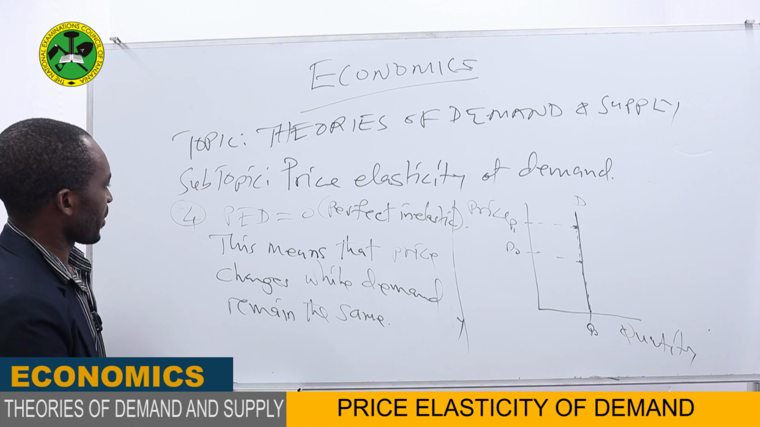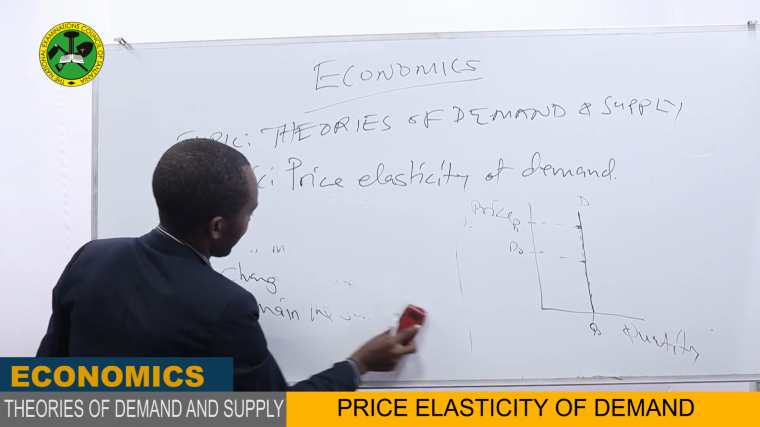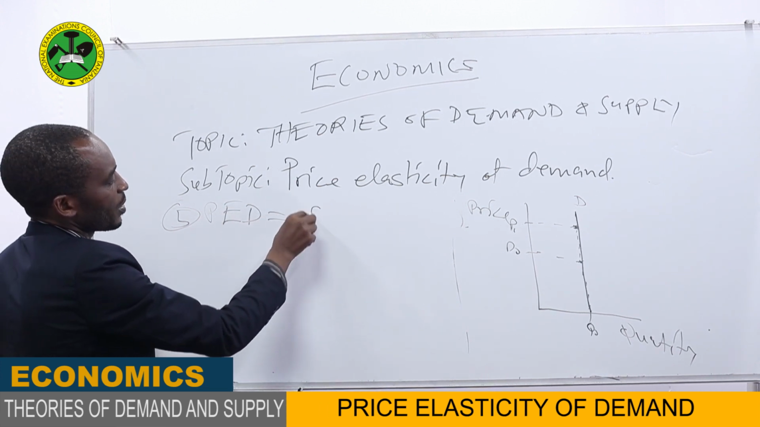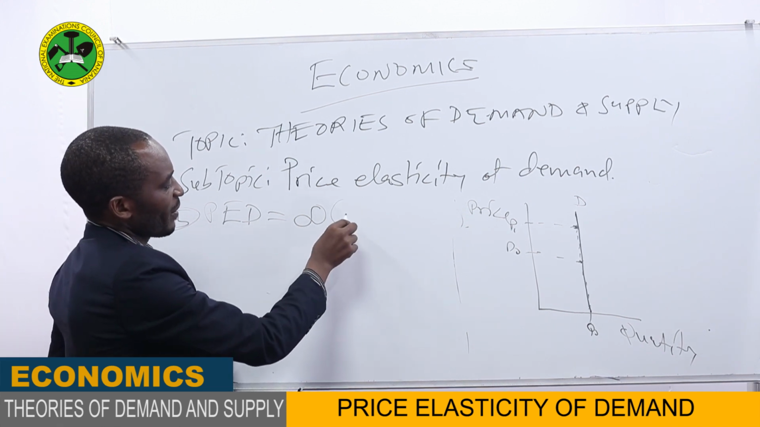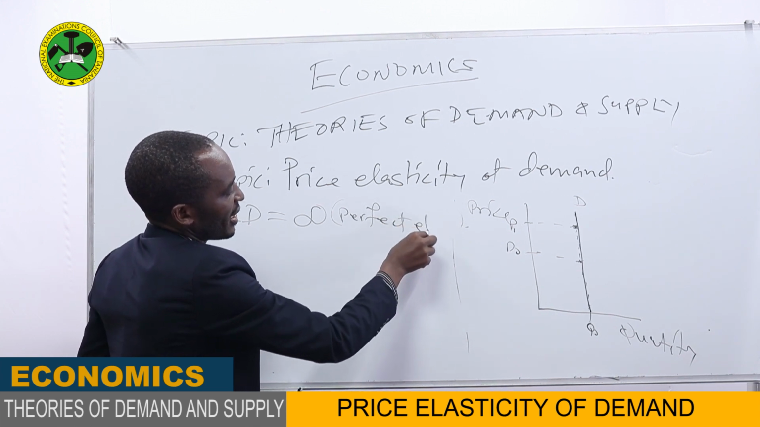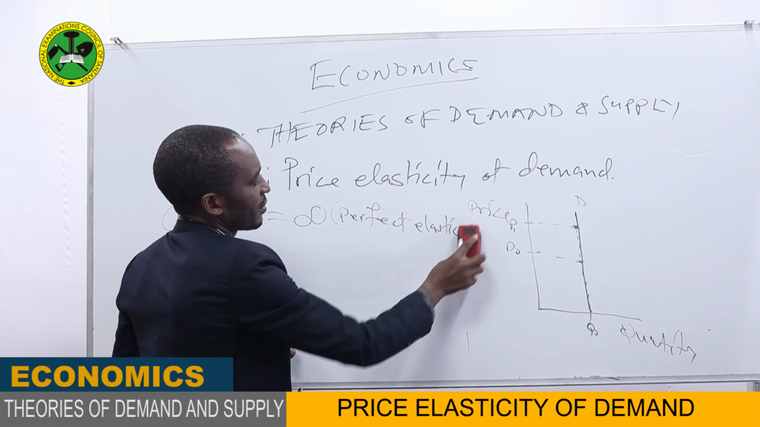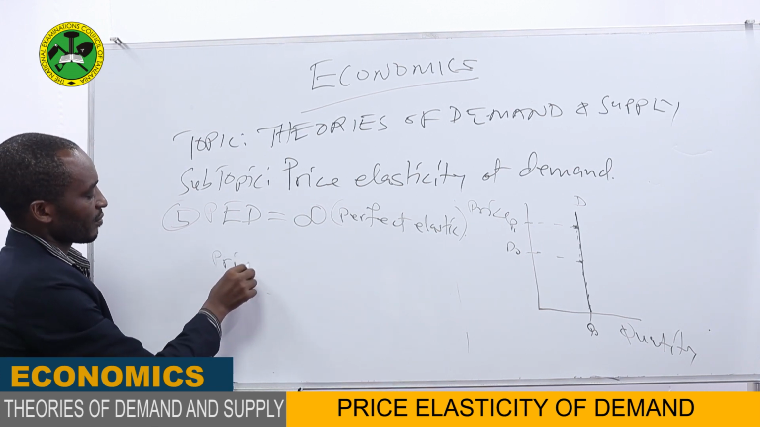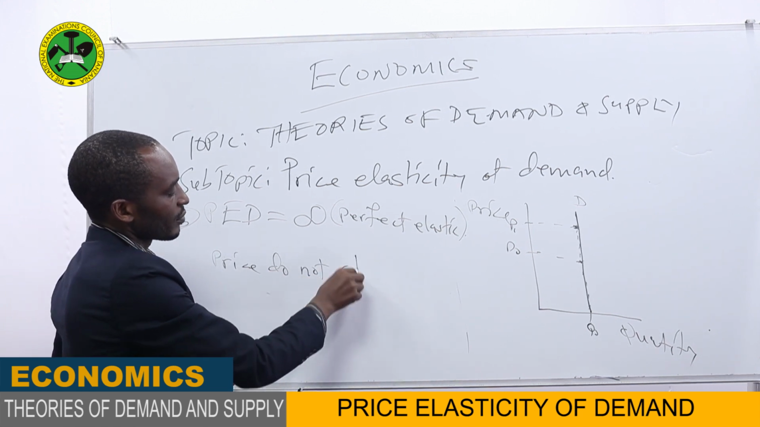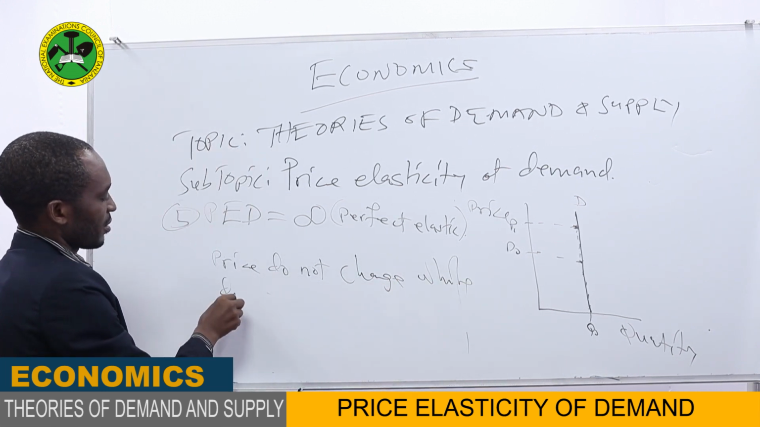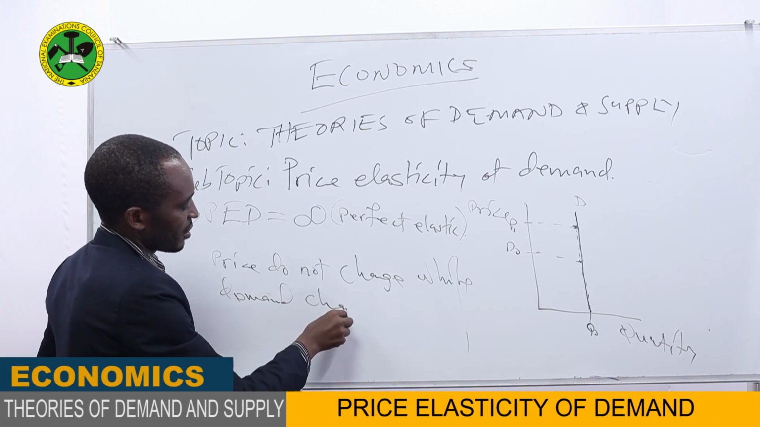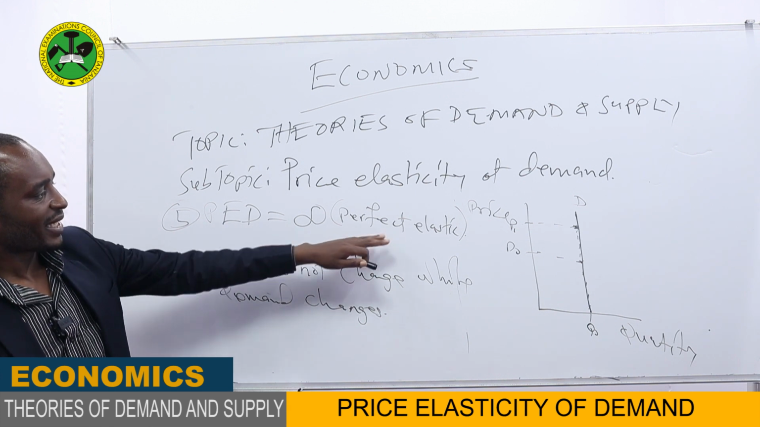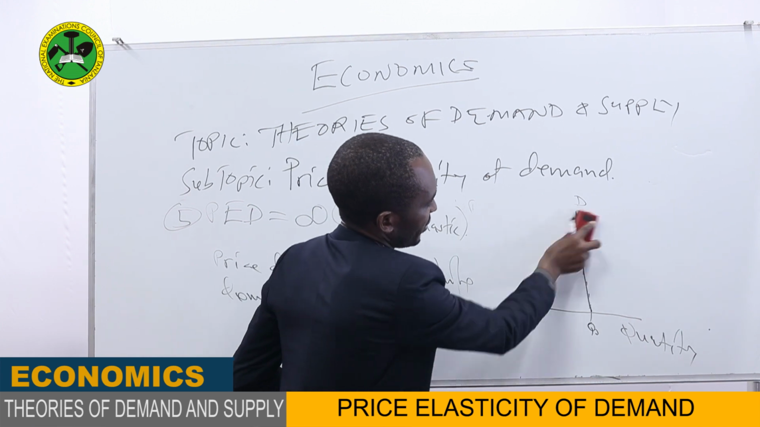And when the price elasticity of demand is equal to infinite or undefined, this will be perfect elastic. In this case, price does not change while demand changes. So graphically, if the price elasticity is perfect elastic, it will be like this one.